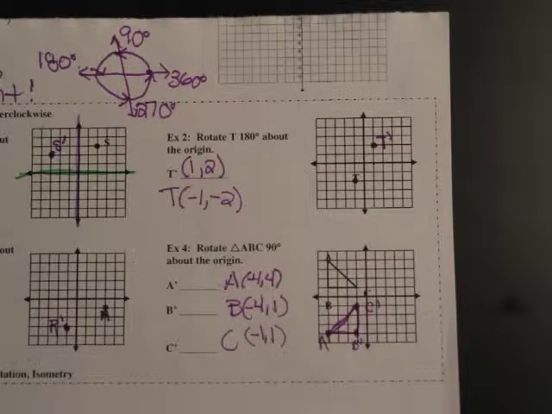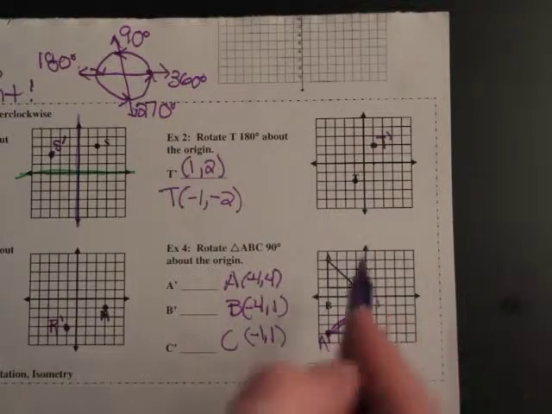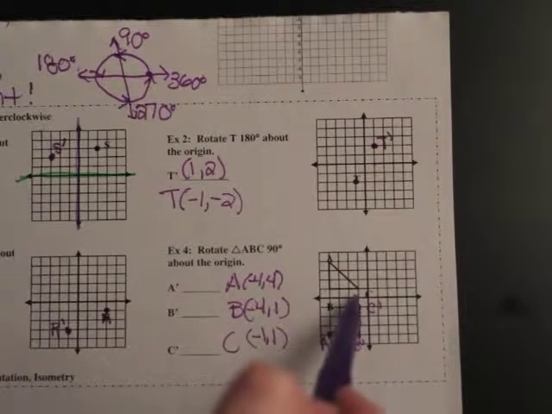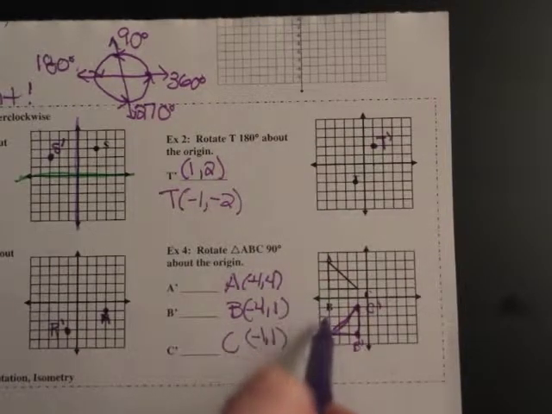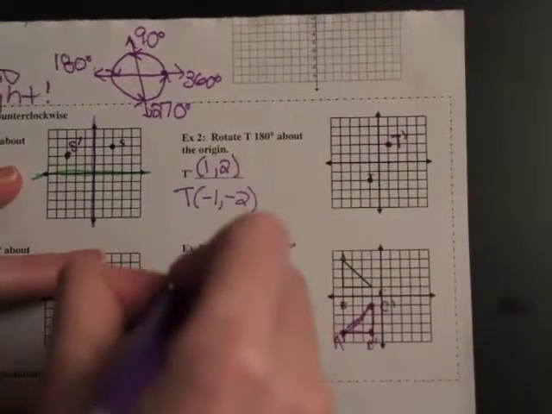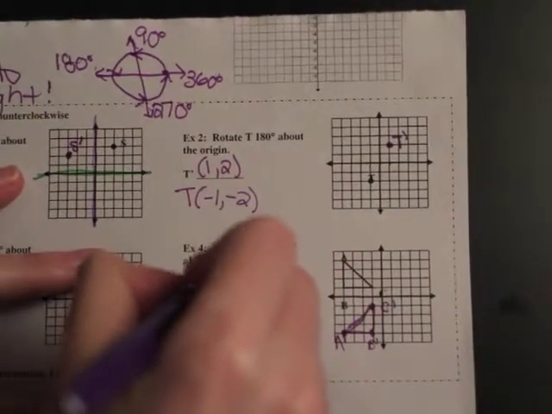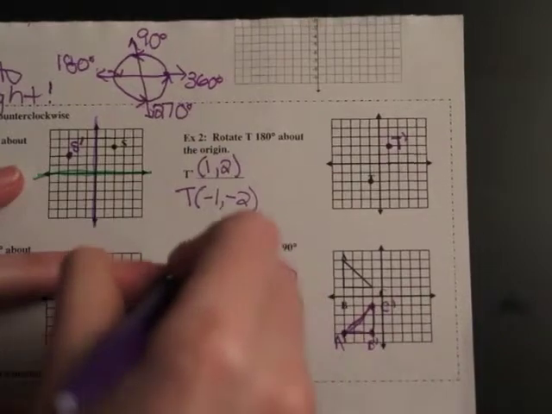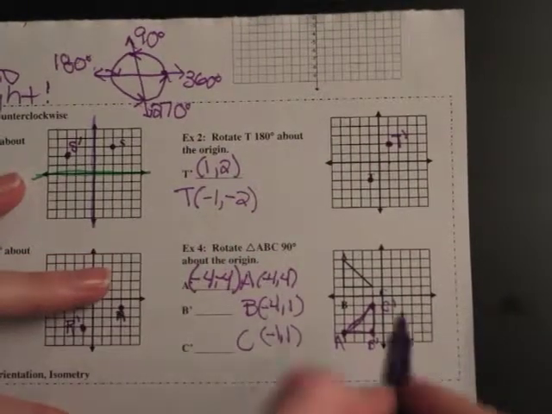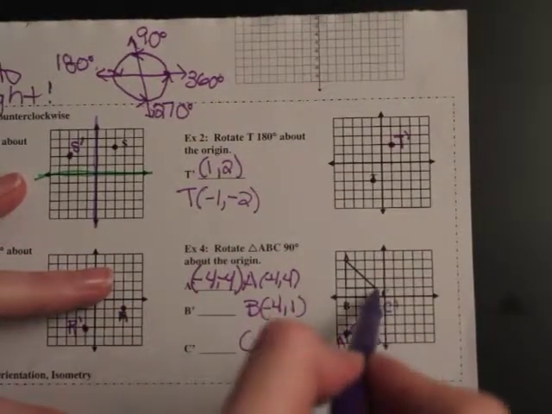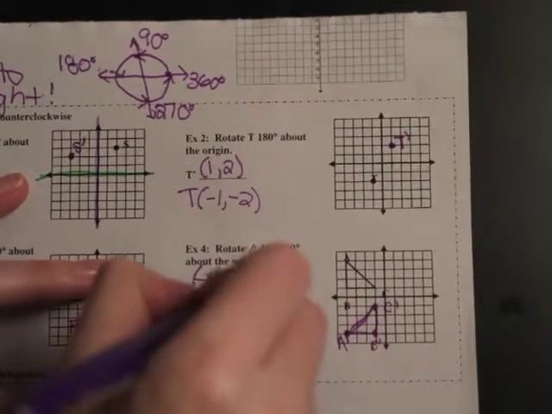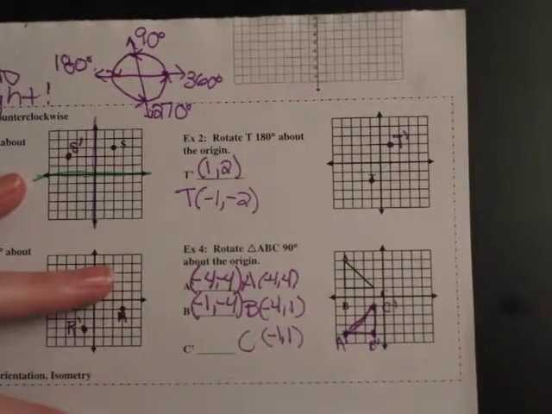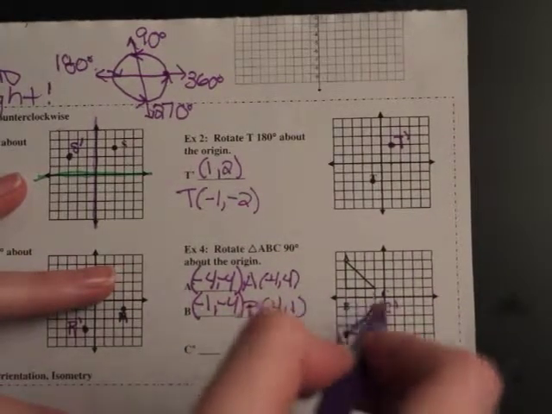And that's it. That's all you have to do. So now we just have to find those points. A prime is at negative 4, negative 4. B prime is at negative 1, negative 4. And C prime is at negative 1, negative 1.